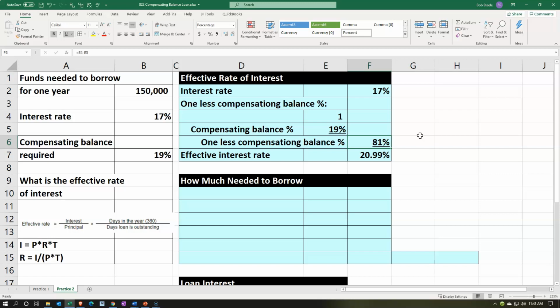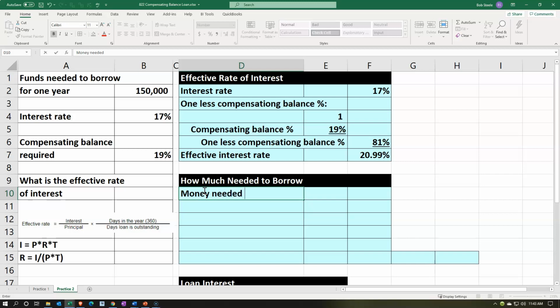Let's go ahead and see how much we would need to borrow in order to get to that 150. So the question here is, I need to use 150, and you're telling me I'm going to have 19% of it I don't get to use. So how much do I need to borrow in order to be able to use the 150 that I need? To do that, let's take the money needed, which we're going to call the principal. The money that we're going to need is going to be the 150,000. And then we're going to divide that by 1 minus the compensating balance percent.